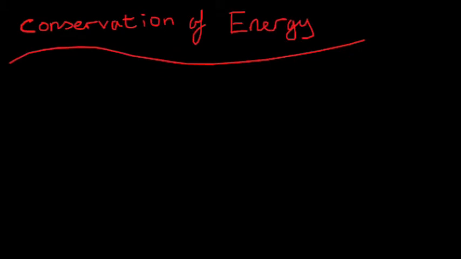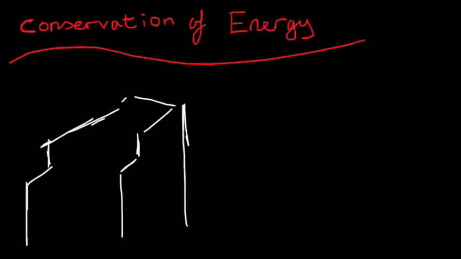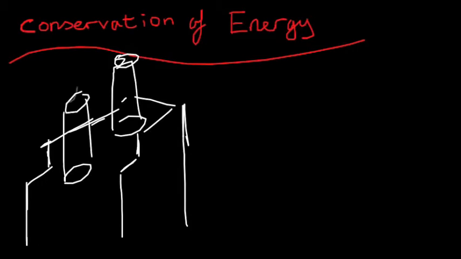But to get there, we actually need to look at the conservation of energy as a whole. Now, the law of conservation of energy states that energy can neither be created nor destroyed. It can only be transformed from one form to the next. Now, this is saying that there is only so much energy to go around, and we can only make use of it by actually changing it into different forms.